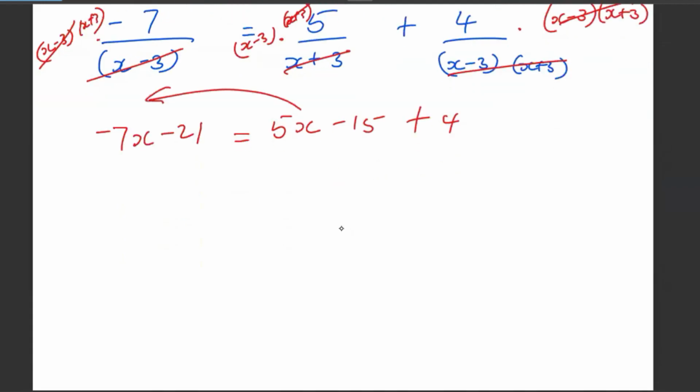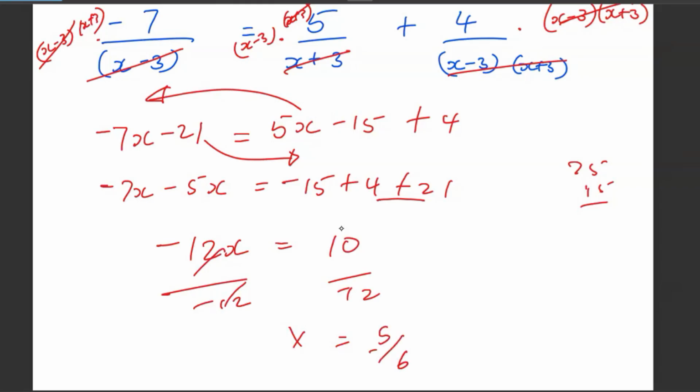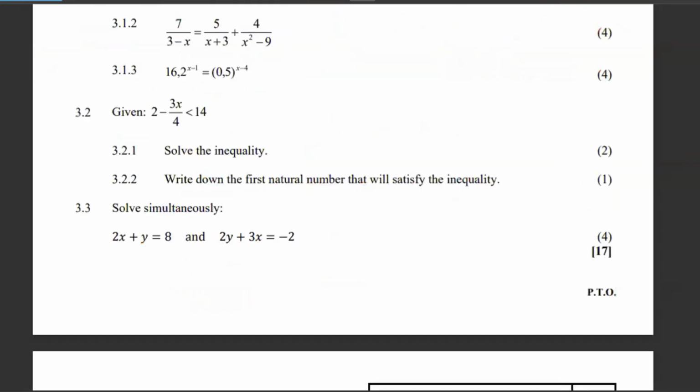I'll move the 5x to that side, so negative 7x minus 5x. Then I'll have negative 15 plus 4 plus a 21 when I move it aside. So this is going to give me negative 12x is equal to, that's going to be a 25 and a 15, which is like a 10. Then I'll divide both sides by negative 12. Meaning that our x is going to be 5 over 6. Should be 4 marks. Yeah, perfect.